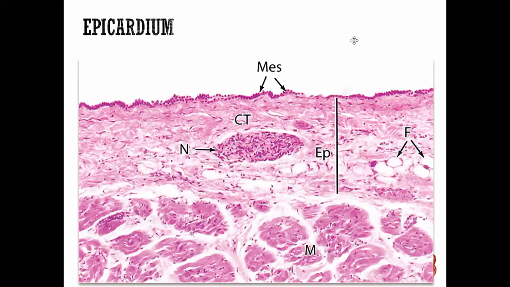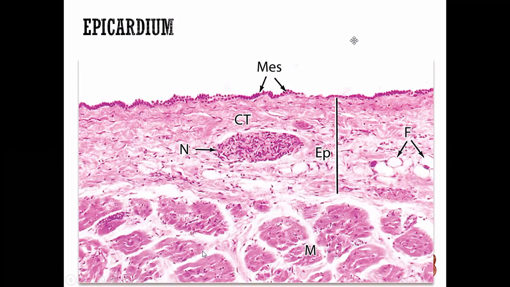Here you have the mesothelium. You have here your epicardium. Here you have your fat cells. You have here the connective tissues, and then the nerve. And here you will see your muscles, the myocardium. It's part of the layer of the myocardium.